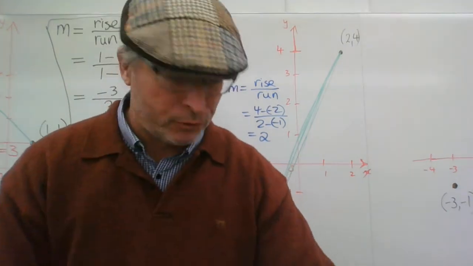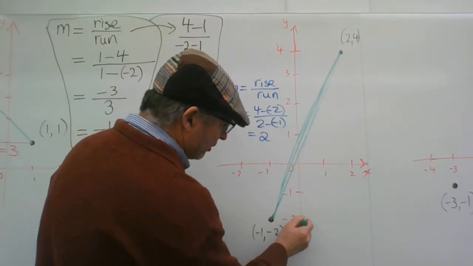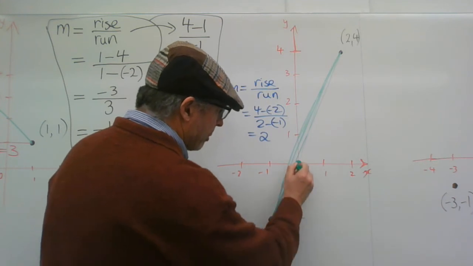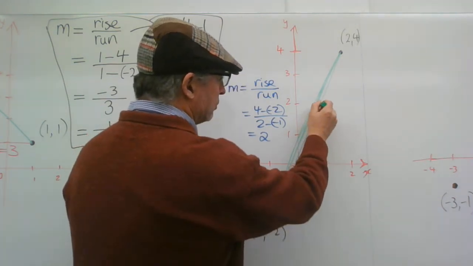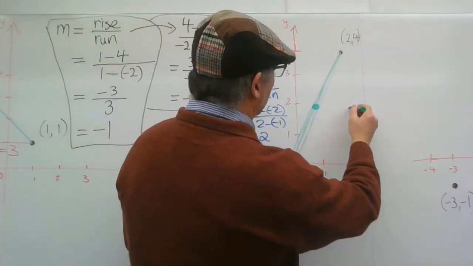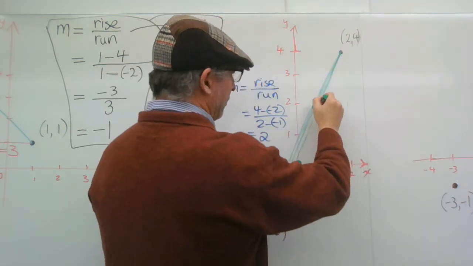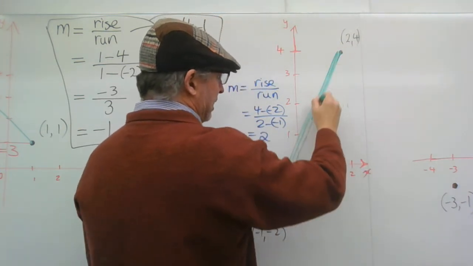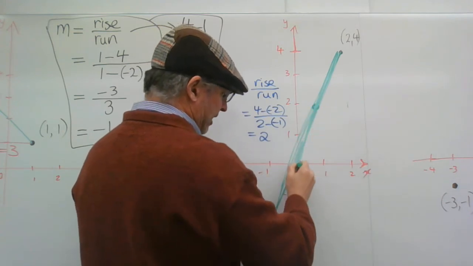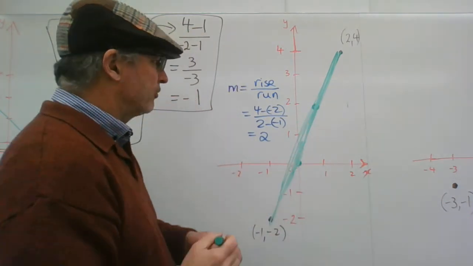So it should have gone through the origin there, because 1 across and up 2, and 1 across and up 2, and 1 across and up 2. So I guess it's just because it's not drawn on a proper grid that it's looking a bit off. But it should have gone through the origin.